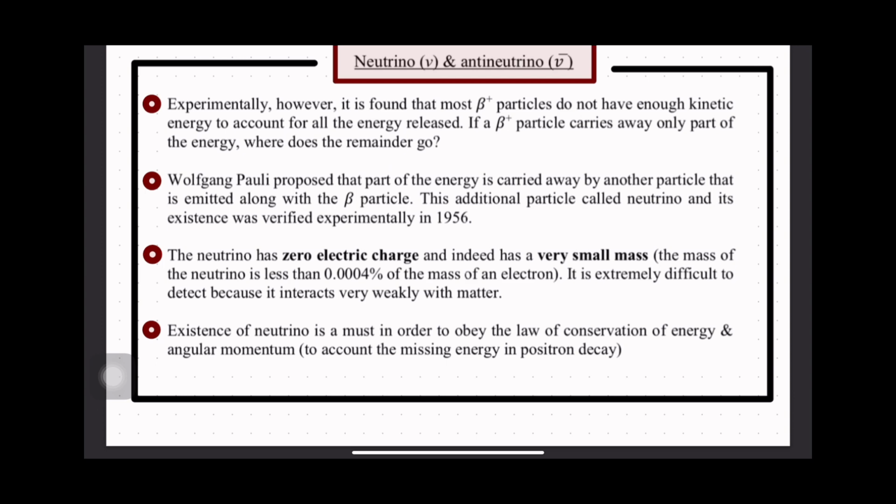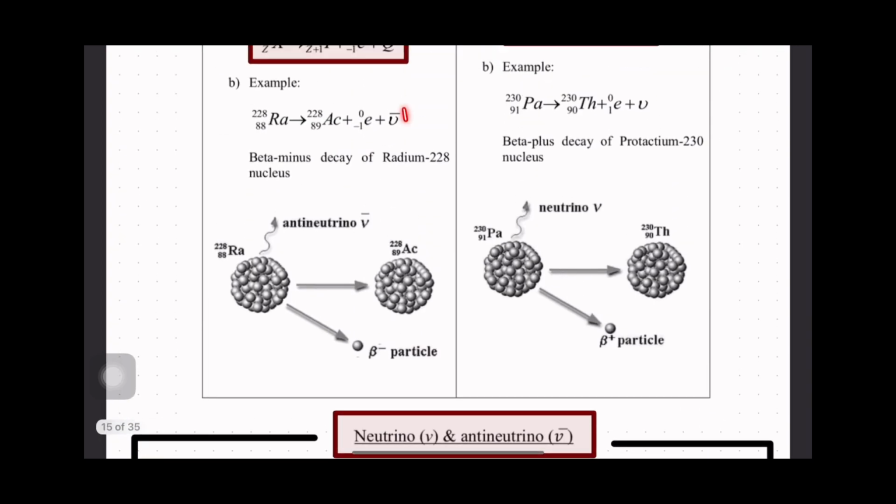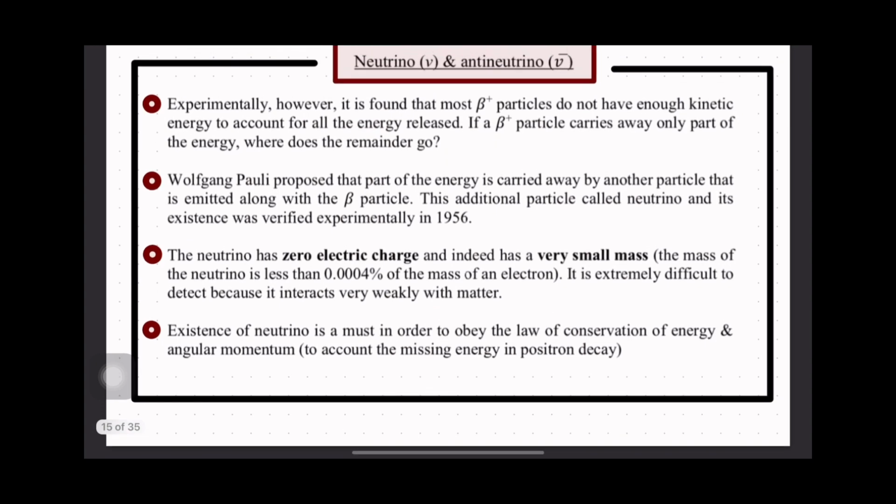Meaning it is very small. It is extremely difficult to detect because it interacts very weakly with matter. The existence of the neutrino is a must in order to obey the law of conservation of energy and angular momentum, to account for the missing energy in positron decay. That is why in the equation, beta plus and beta minus, as above, must include the neutrino and antineutrino, to balance the law of conservation of energy.